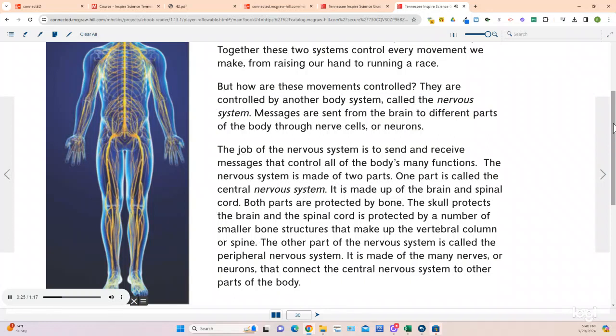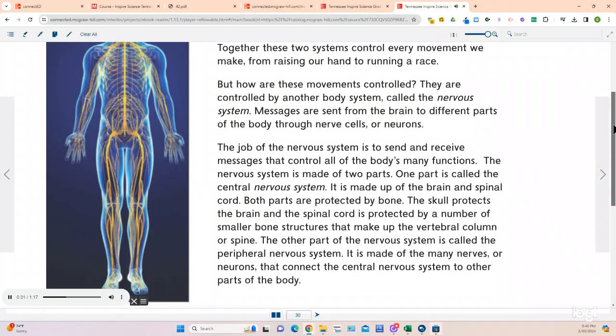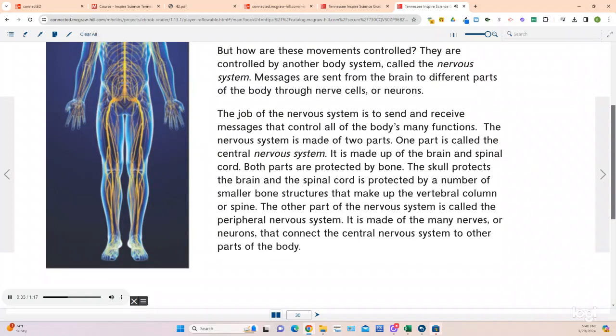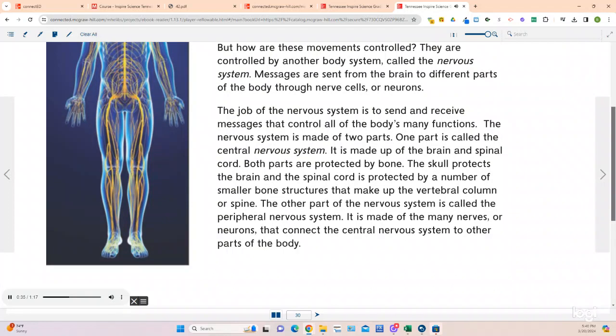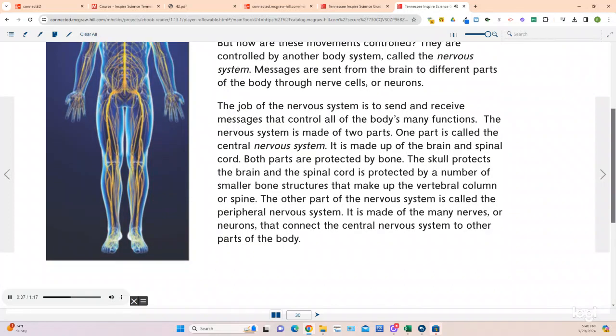But how are these movements controlled? They are controlled by another body system called the nervous system. Messages are sent from the brain to different parts of the body through nerve cells or neurons. The job of the nervous system is to send and receive messages that control all of the body's many functions.